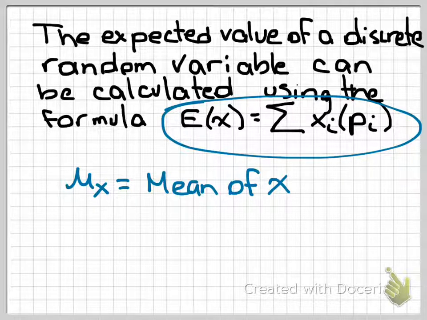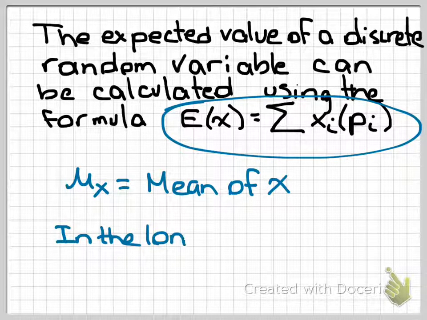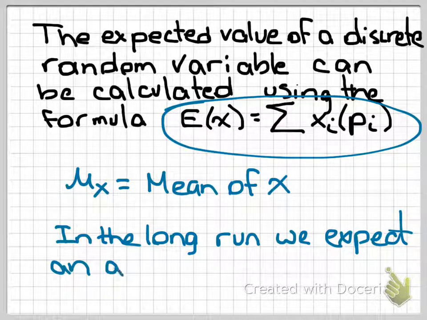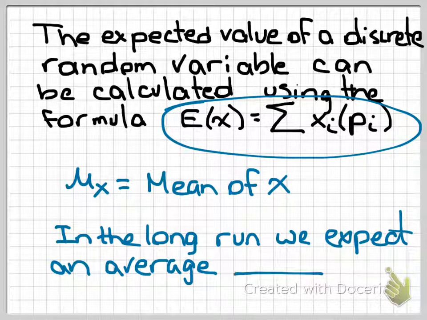Now this mean of x is really helpful to us, because what it really does is it shows us what's happening in the long run. And so if we ever describe the mean in context, we really want to say, in the long run, we expect an average of, and then whatever that random variable would be.